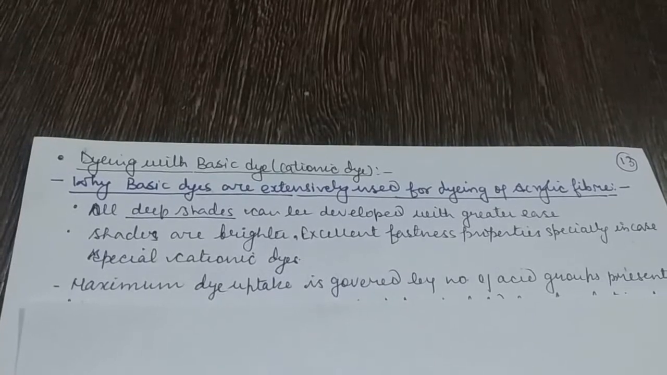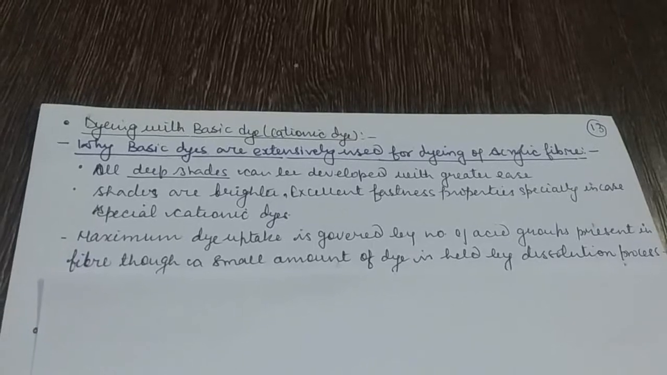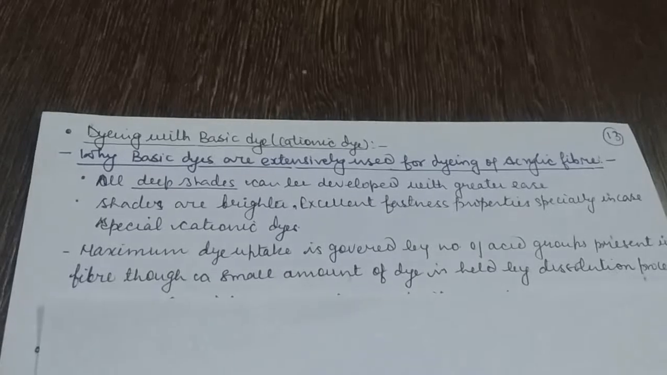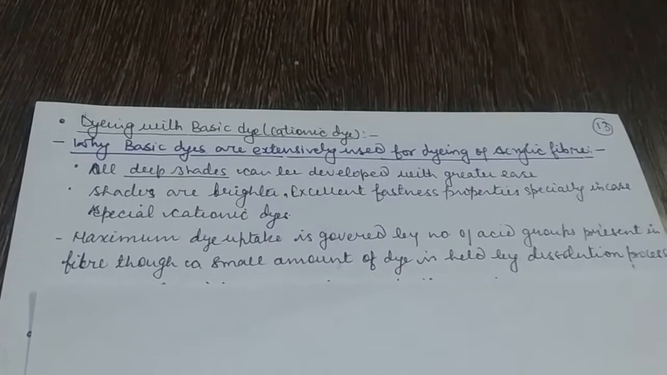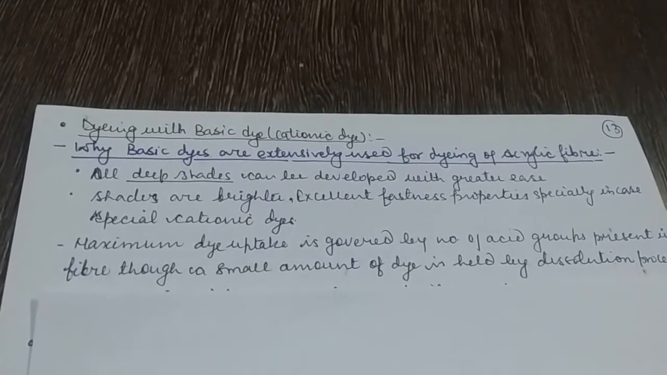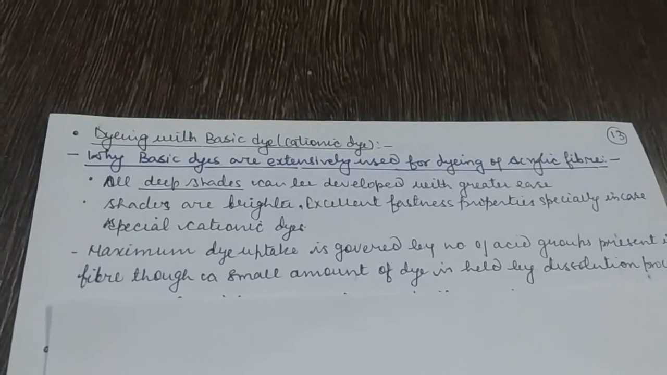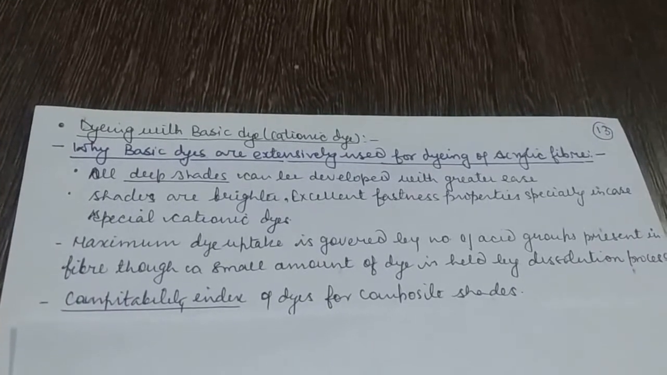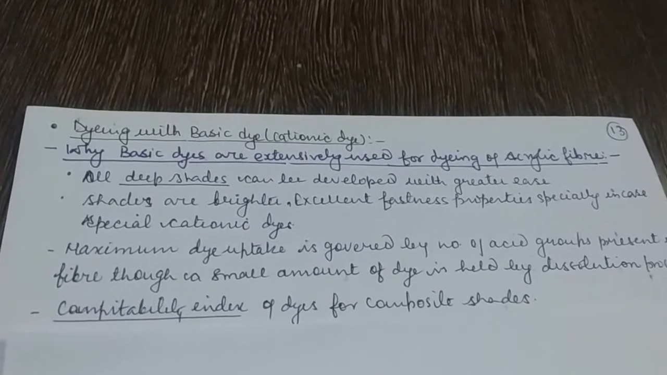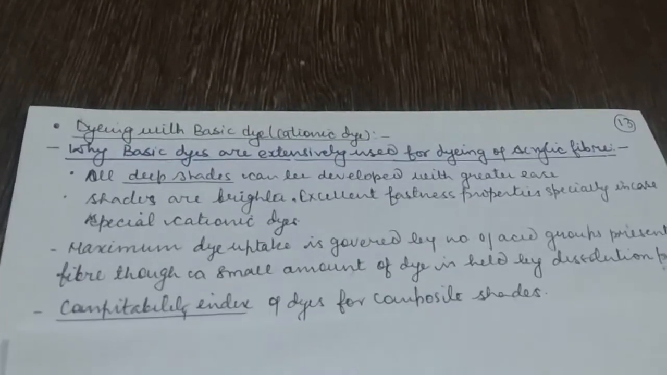Maximum dye uptake is governed by the number of acid groups present in the fiber, though a small amount of dye is held by the dissolution process. So the amount or depth of dye, that is, the dye uptake, is governed by the number of acidic groups present in the fiber structure: COO minus, SO3 minus, and SO4 minus groups. The presence of these acidic groups, introduced by the anionic monomer, governs the basic dyeing process.